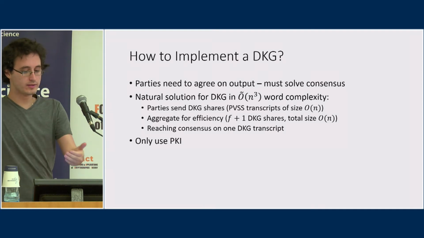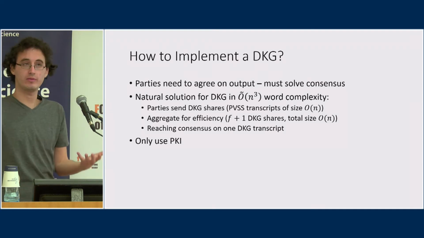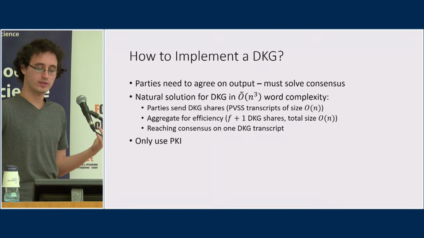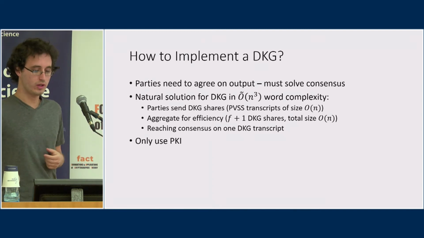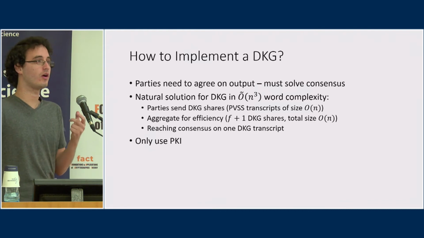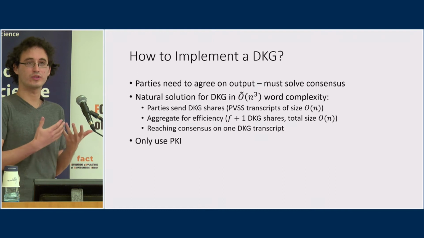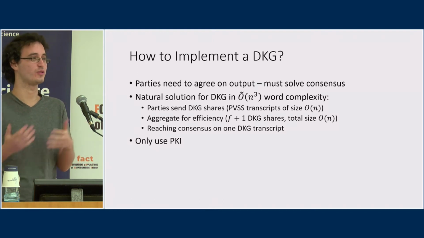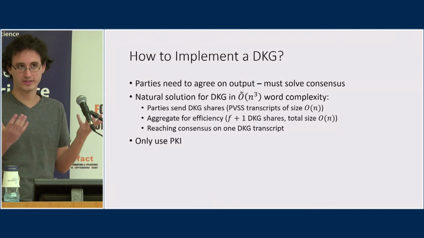And if we look at this, the first part is cheap. It requires n cubed number of words. The second one is local. And we need this third part to be cheap only using a PKI. We don't want to assume structured randomness to achieve structured randomness. That doesn't make sense.